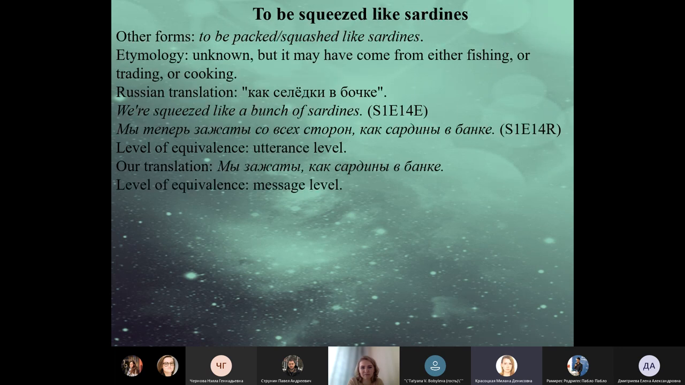Then, to be squeezed like sardines. This phrase has also other forms, like to be packed or to be squashed like sardines. The idiom's origin is unknown. However, we can conclude that it came from either fishing, a full net of sardines, or trading, selling sardines packed in jars or cans, or cooking, the practice of salting a fish. Into Russian, it's translated as «как селедки в бочке».